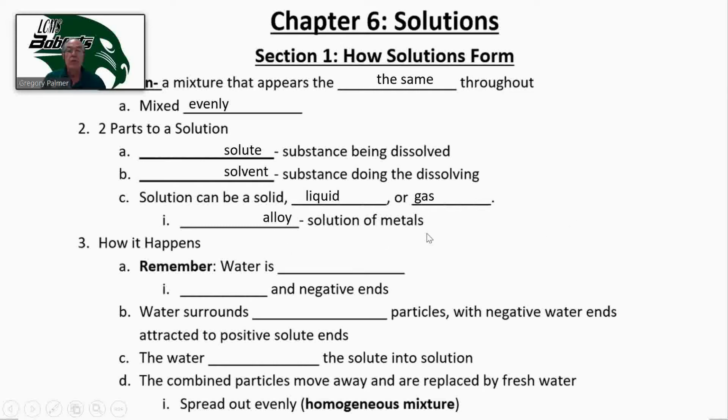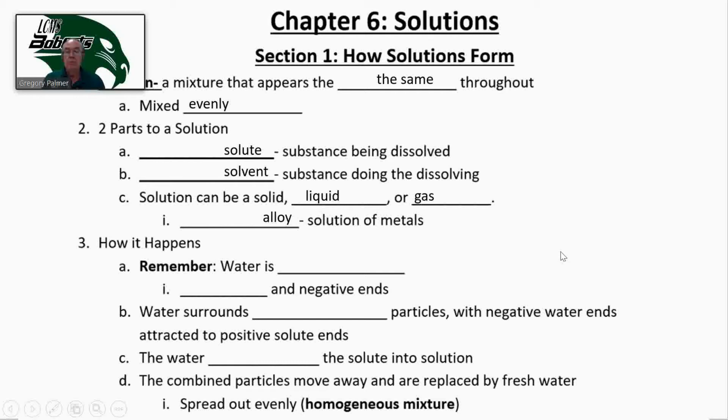An alloy is a solution of metals. So like 18 karat gold is an alloy. It's a mixture of different metals, mostly gold. And we said earlier, gold is really soft, so it's too soft to make jewelry out of. So they mix usually something like zinc or copper into it to make it a little harder so that it's practical to use for jewelry.